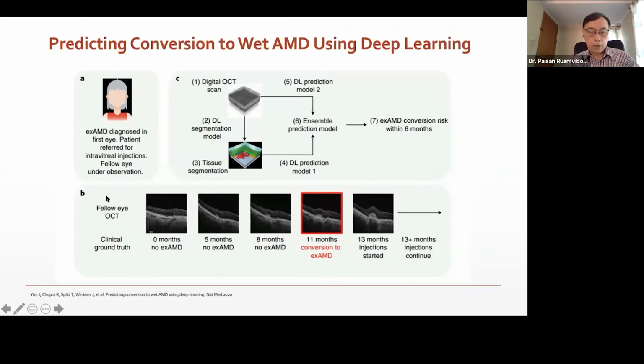And here below is an example of the fellow eye OCT that has clinical ground truth. You can see in this case, well, it had conversion to wet AMD within 11 months.